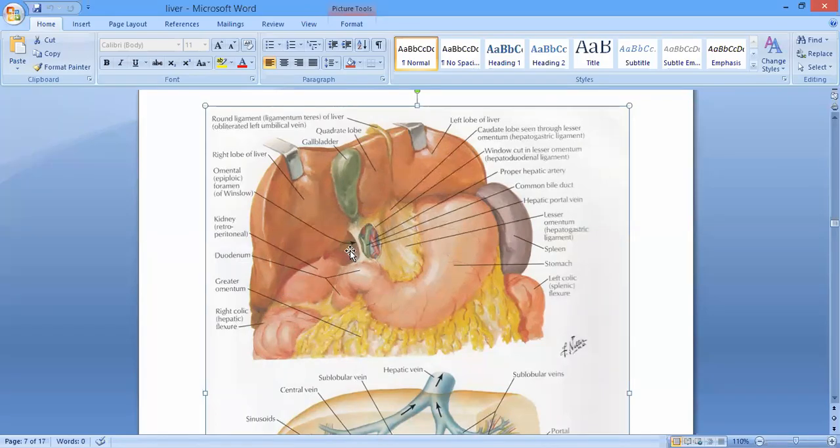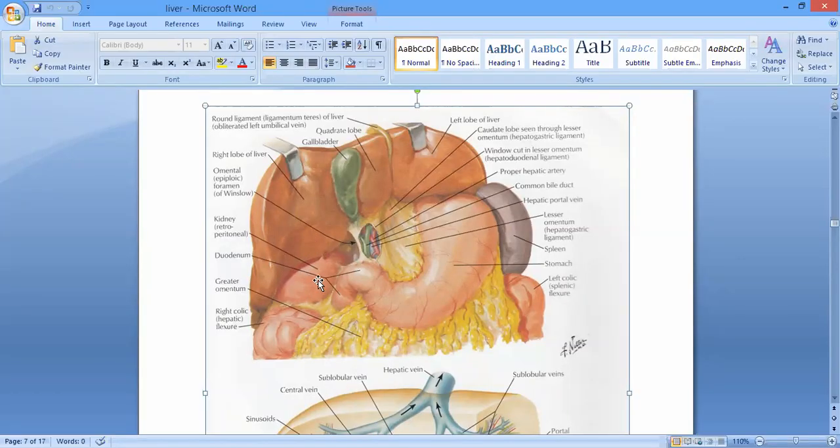Now this subhepatic space, its posterior superior extension, right? This posterior superior extension is just lying between the right kidney and the right suprarenal gland and the posterior surface of the liver, right? This extension of the subhepatic space is called the Morrison's pouch or the hepatorenal recess. Its name represents hepatorenal, between the right kidney and the liver.